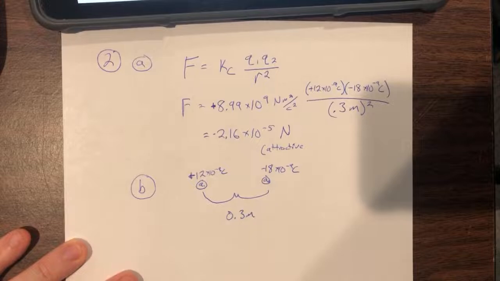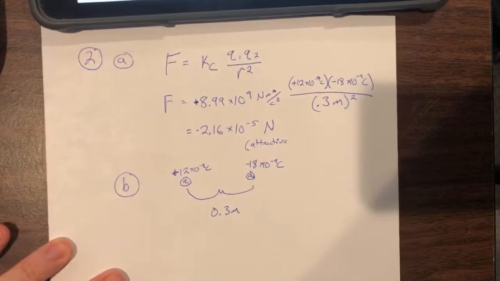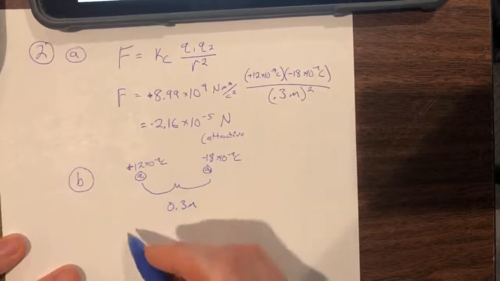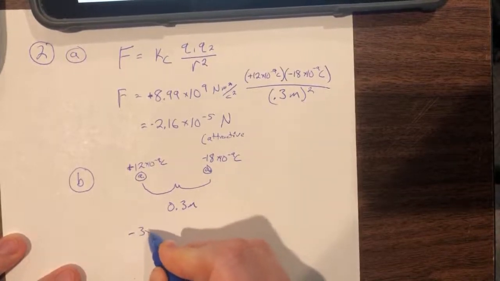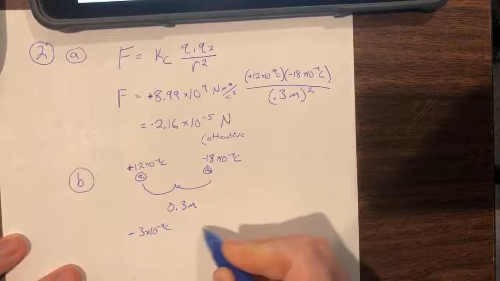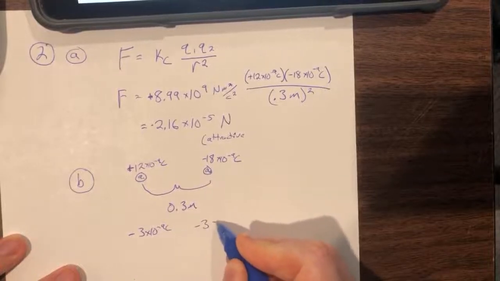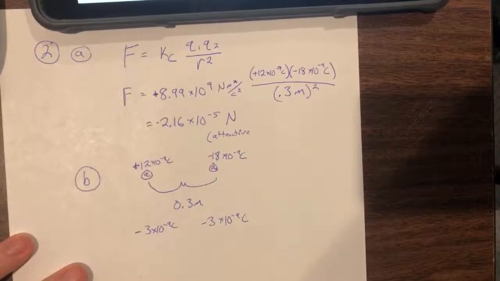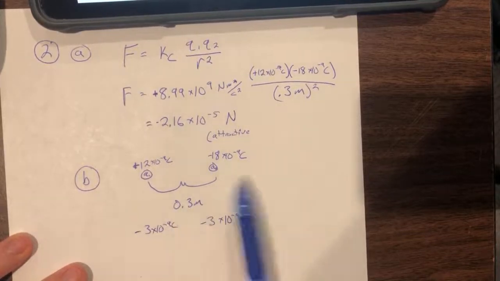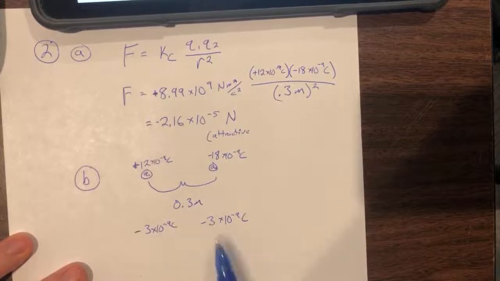And so after they reach some sort of electrical equilibrium, they're going to have charges of negative 3 times 10 to the minus 9 coulombs and negative 3 times 10 to the minus 9 coulombs, right? So the total is always going to be the same, because in this process you're not gaining or losing electrons or charge. You're just having a flow from one to the other. So you're going to end up with negative 3, negative 3.